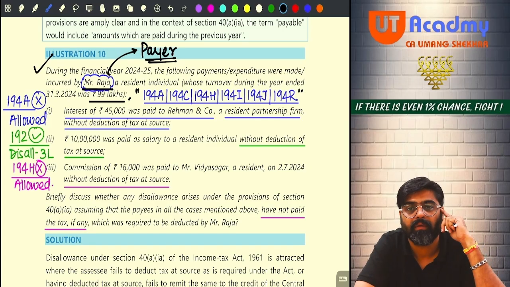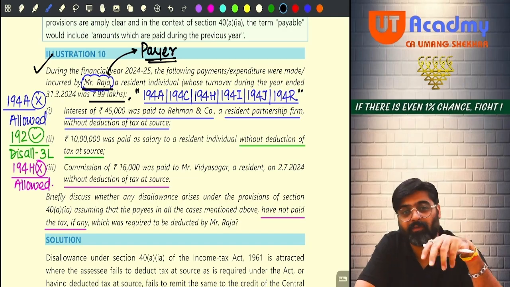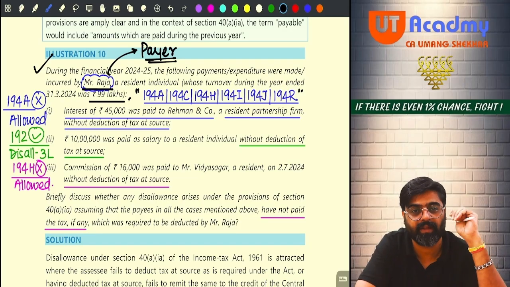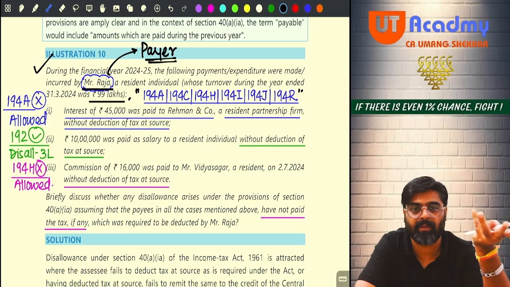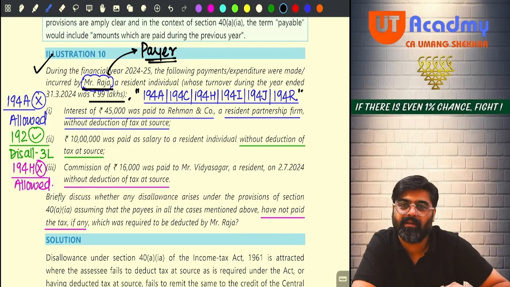Getting my point? So tell me, is the payment made more than 15,000? Yes, sir. So were you liable to deduct TDS? No, sir. 194H is not applicable on you because you are an individual whose last year's business turnover is not more than 1 crore. So this year, even if you are making the payment of commission more than 15,000, 194H provision is not applicable on you. You are not liable to deduct any TDS on this amount. Hence, you have not deducted.